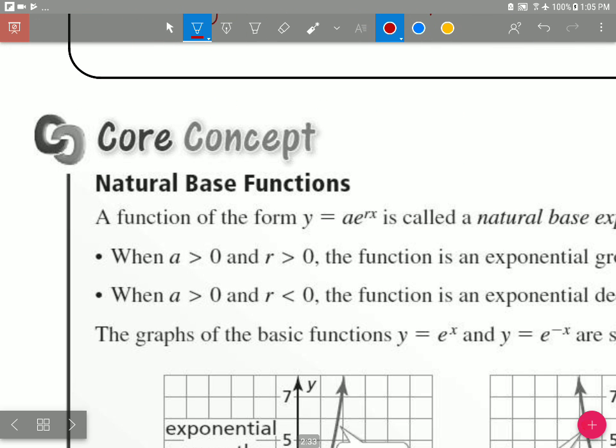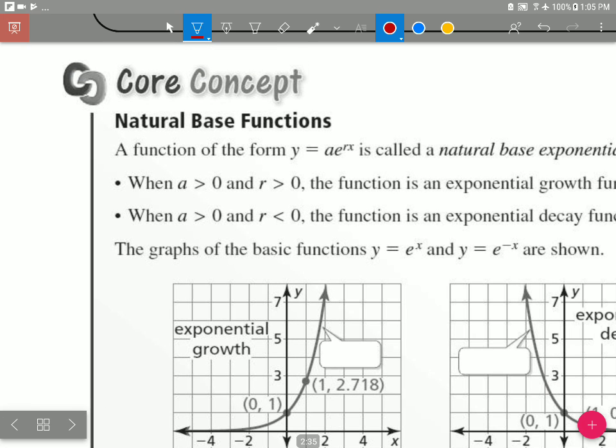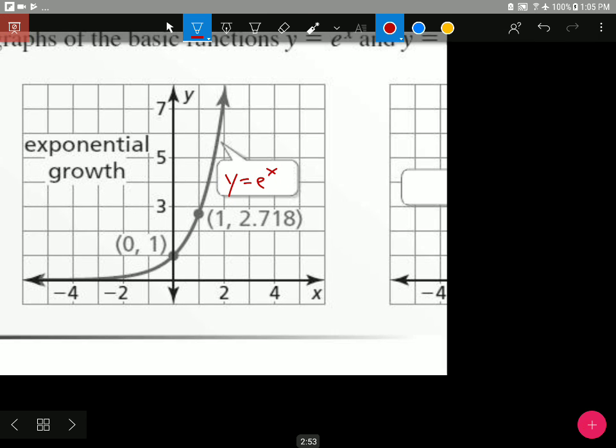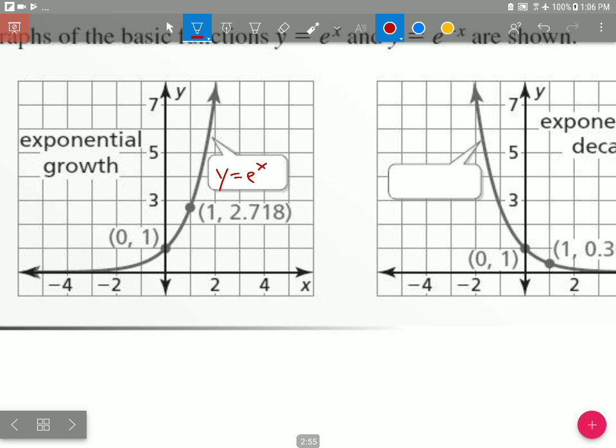So let's scroll down a little bit. Natural base functions. All right, all this right here boils down to what's the difference between growth and decay? You can have decay with an e value. Okay, so like this one on the left, that's growth. You're used to it going up like that. All right, so that is your y equals e to the x. Okay, the one to the right is your decay function. That would be y equals e to the negative x.